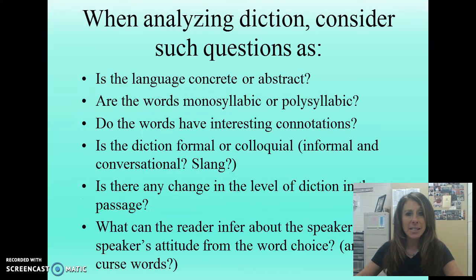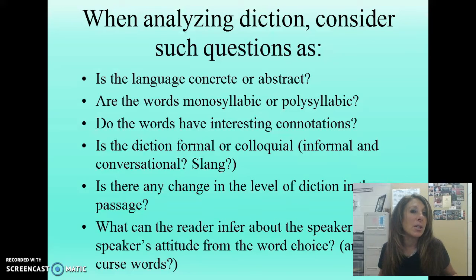When analyzing diction, consider such questions as, is the language concrete, like really clear, definite, no doubt what the author's talking about, or is it abstract, where you have to do some interpretation and you try to figure out what it means? Are the words monosyllabic, meaning do they only have one syllable, or are they multiple syllables in each word? So are they really big words that the author's using, or really small words?